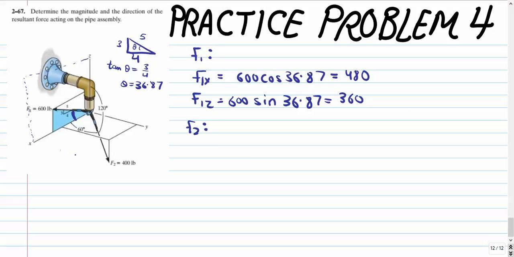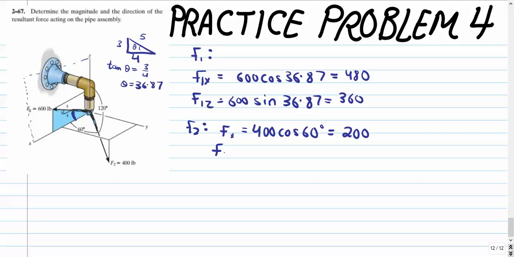They have given us two angles that we need to find the components along the x and the z direction, but they haven't provided us with the angle that we need to find its component along the y-axis. But that's okay, we can use the resultant force formula to find that component. So let's find its component along the x direction first. So its component along the x direction is going to be equal to 400 cos of 60 degrees. And this is equal to 200 pounds.